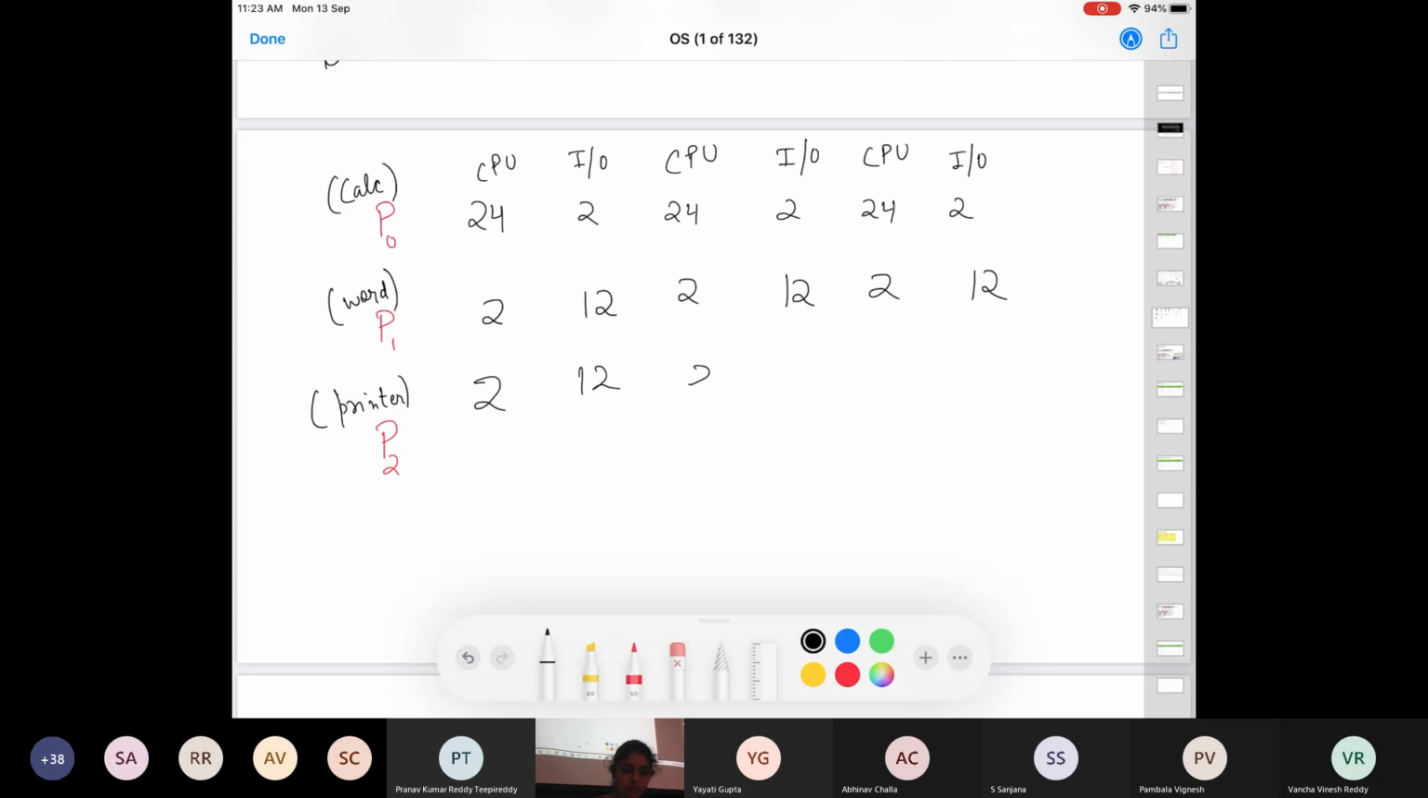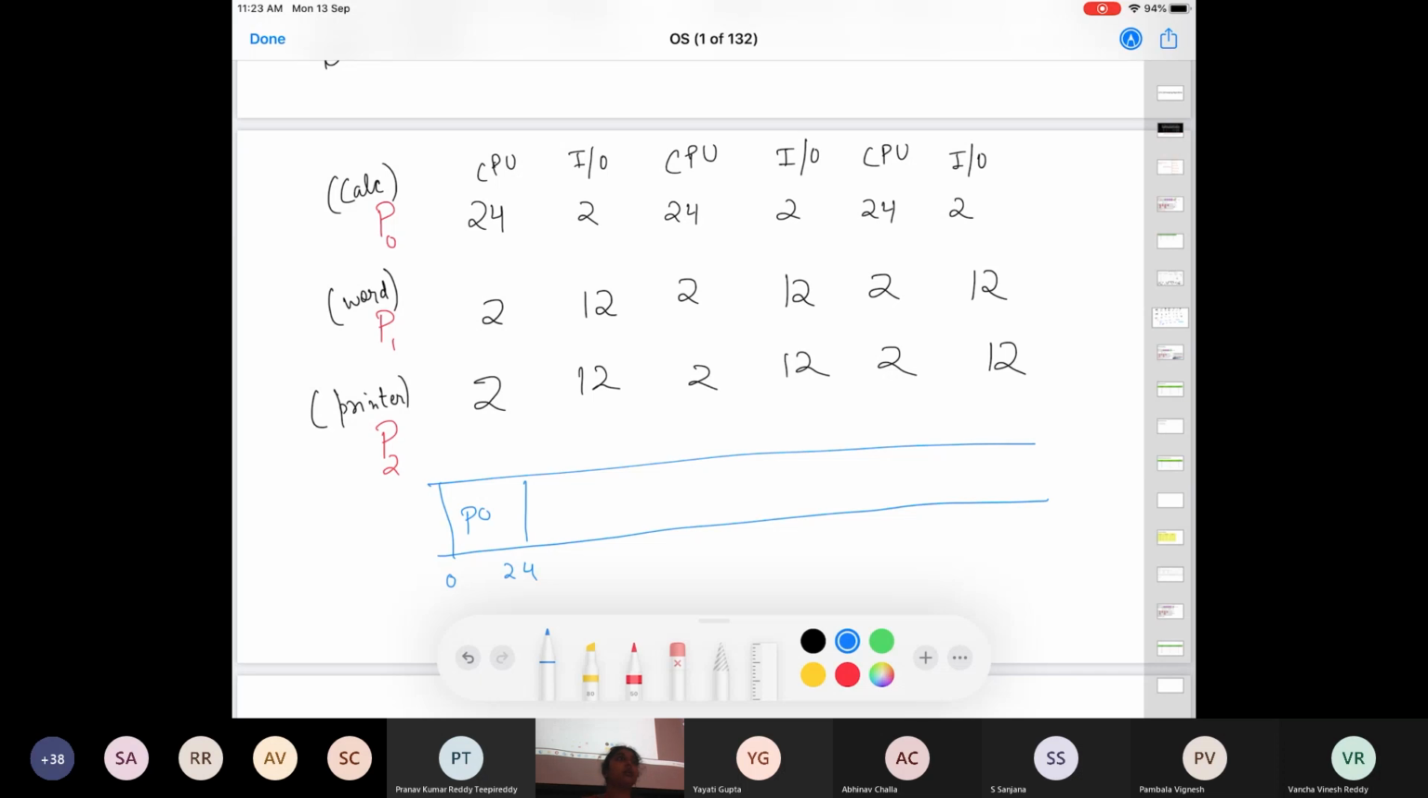2, 12, 2, 12, 2, 12, right? Now, if you prepare a Gantt chart for this and see what is happening, just look at it. Initially, let's say P0 gets the CPU, and P0 is sitting here for 24 time units. During all this time, P1 and P2 are waiting, even though they require the CPU just for 4 time units.